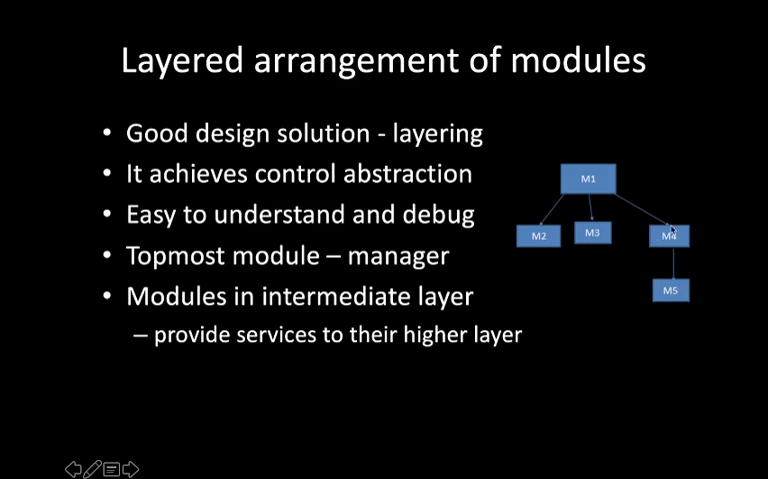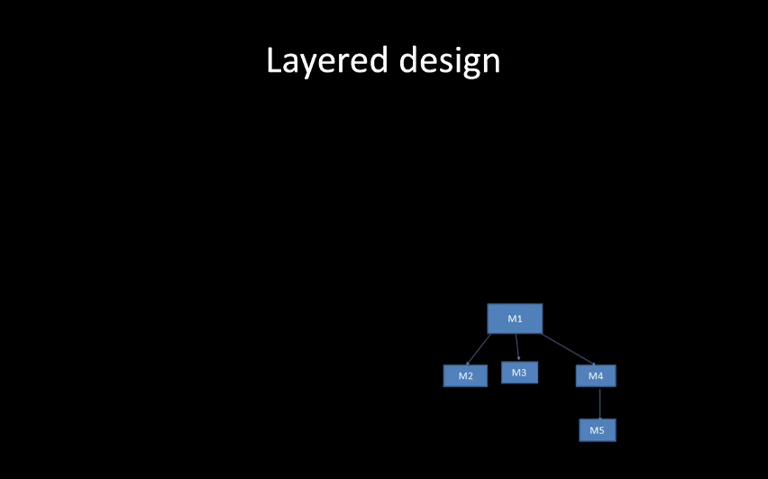It will be providing service to M4. It will be providing services to the higher layer, and it invokes services of the lower layer. So M4 will be invoking service of M5. And similarly M3, if there is another submodule, it will be invoking service of this lower layer. This way this layered arrangement of modules goes on.